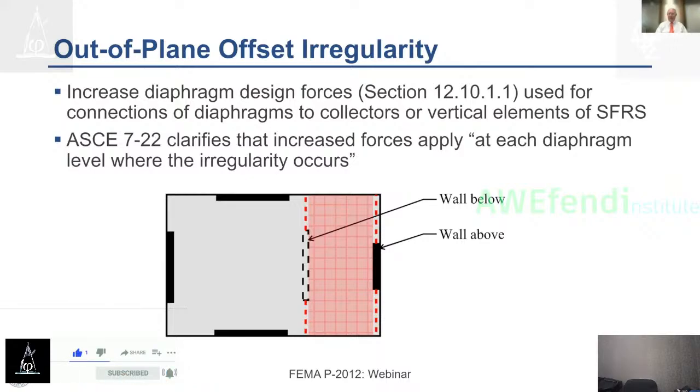ASCE 7-22 clarifies this requirement because in the prior editions, if you found this condition at one story of a 20-story building, you would have amplified all of the diaphragm forces at every level. And of course, that doesn't address the problem at hand. So ASCE 7-22 clarifies the scope: it's where the irregularity occurs that the diaphragm forces have to be amplified.